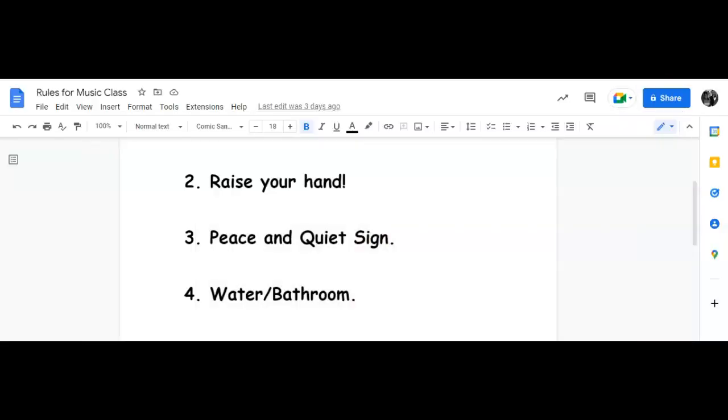Now, if you have to go to the bathroom, sometimes that happens. You have to use the restroom, you really got to go. Here's what you're going to do. You are going to go similar to that peace and quiet sign that we've shown earlier, but when you get those 2 fingers, what you're going to do is you're going to cross them. So you'd raise your hand and cross your fingers, just like that. So everybody try that. Go ahead, raise your hand, cross your fingers.